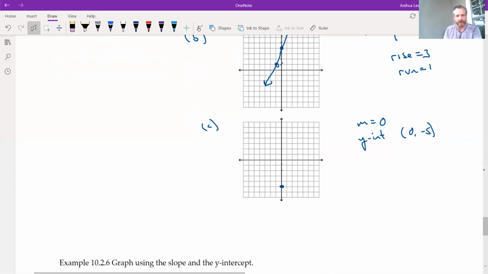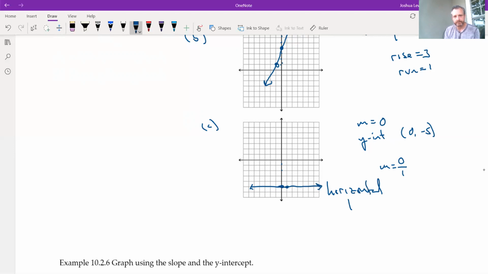And then with a slope of 0, there is no rise, okay? If I want, I could write the slope as 0 over 1. Shoot, I could write it as 0 over 7 if I wanted. But there's no up or down. There's only left or right. So if I write 0 as 0 over 1, then I'm going to go up 0 and right 1. Notice that this is a horizontal line. In fact, all lines that are horizontal have a slope of 0.